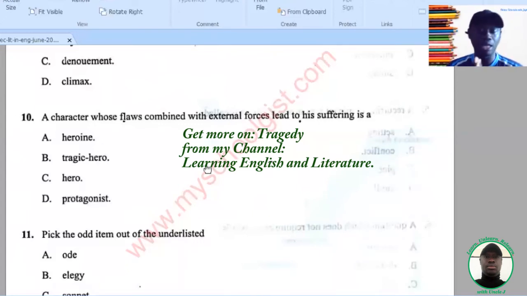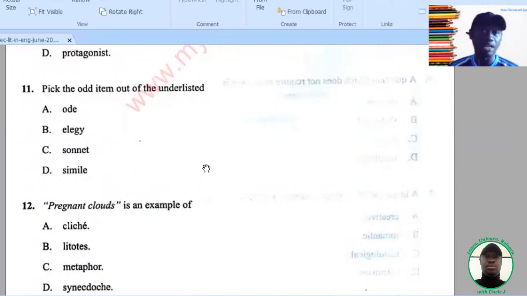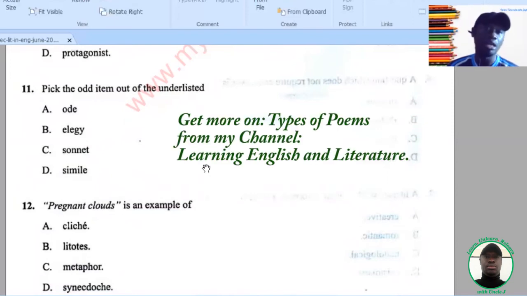Macbeth, Julius Caesar, they are all tragic heroes. So the correct option here is B, tragic hero. Question 11. Pick the odd item out of the underlisted: A, ode; B, elegy; C, sonnet; D, simile. Options A to C are types of poems, while option D is a figure of speech. So the correct option here is D, simile.